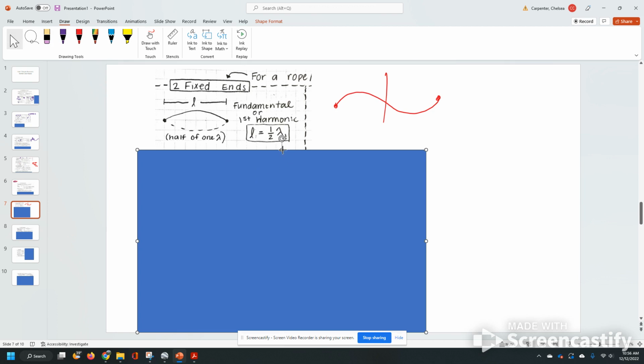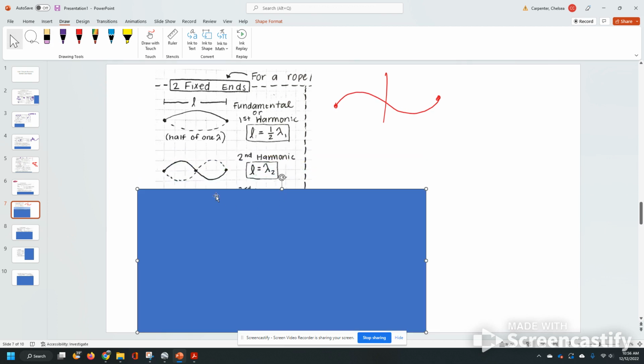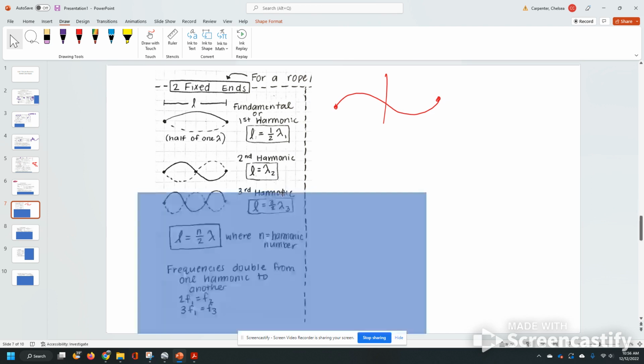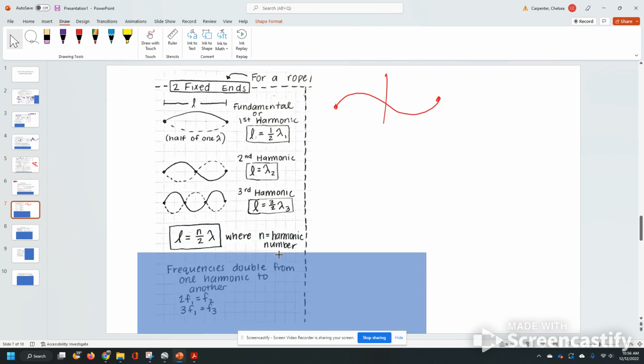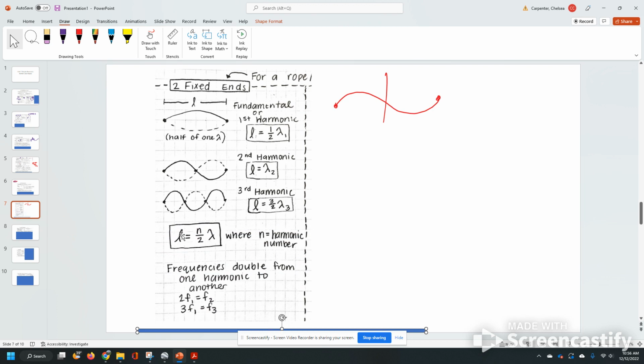And then if we increase the frequency until we have two antinodes and 3 nodes, that is called the second harmonic. And that is 1 full wavelength. So the length of the string equals 1 wavelength. We can keep increasing the frequency, and that'll become the third harmonic. This is 1.5 wavelengths. So the length of the string equals 3 halves of that third harmonic wavelength. So the length of the string equals n/2, where n is the harmonic number, times the wavelength. So that's our formula for a rope with 2 fixed ends.